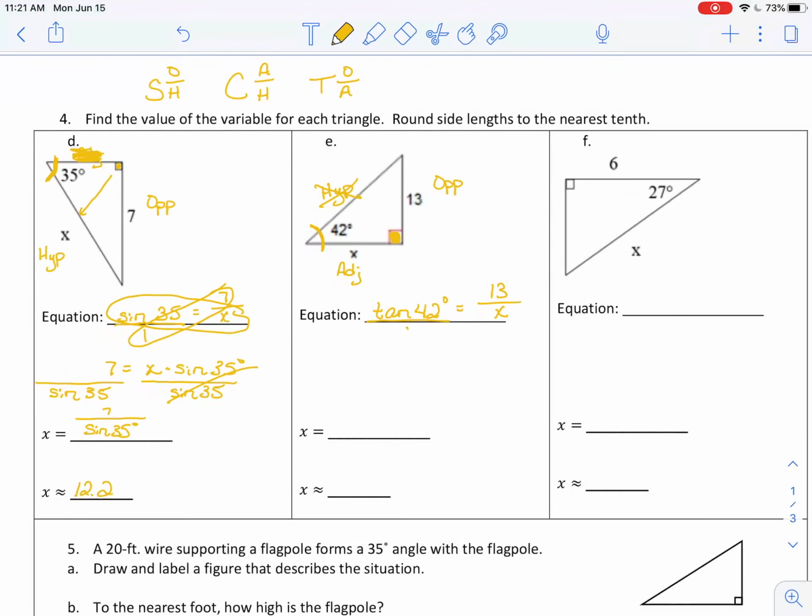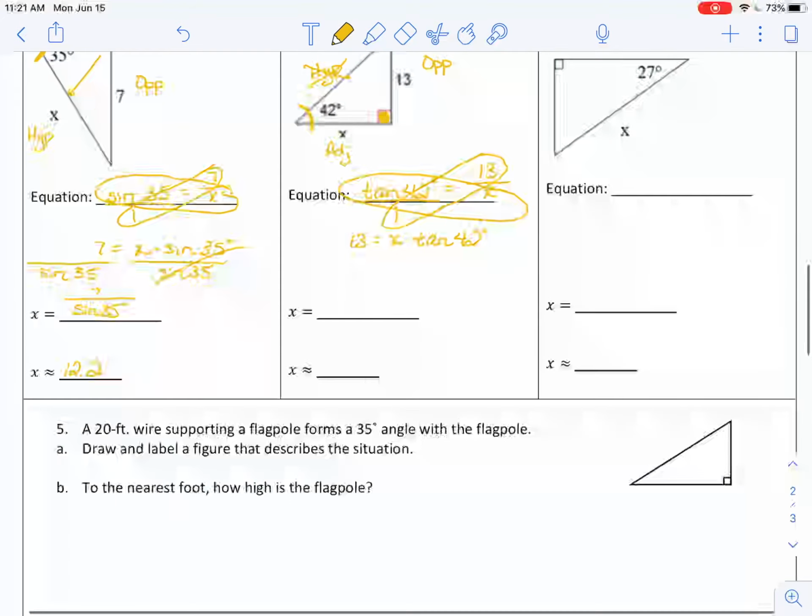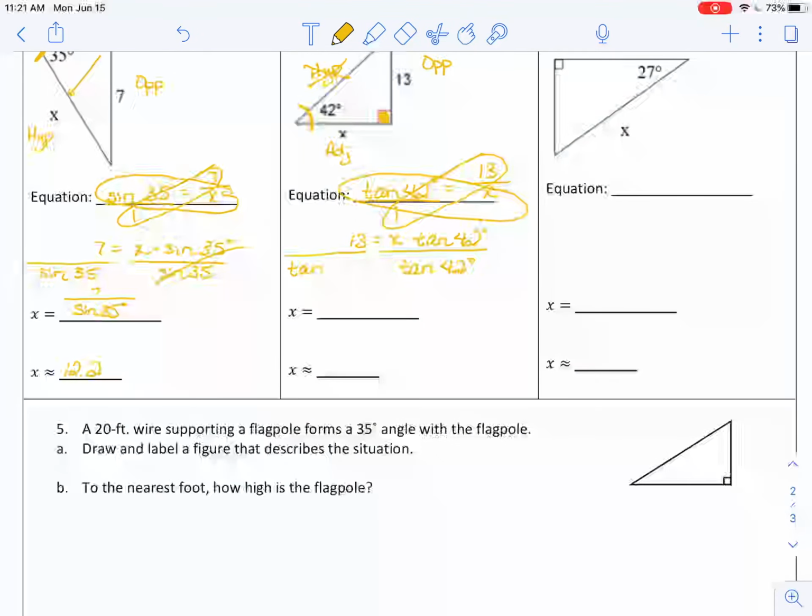Since we're trying to get X by itself, I'm going to solve by cross multiplying. 13 times 1 is just a 13. X times the tangent of 42 is X times the tangent of 42. So I have a new equation. My goal is still to solve this. The opposite of multiplying by tangent of 42 to get X by itself is to divide by the tangent of 42. So in some of these, they'll be like example 3, where you just cross multiply, put in your calculator as multiplication. Some of these, you're going to get an equation that still needs solved, which you're going to do by division.